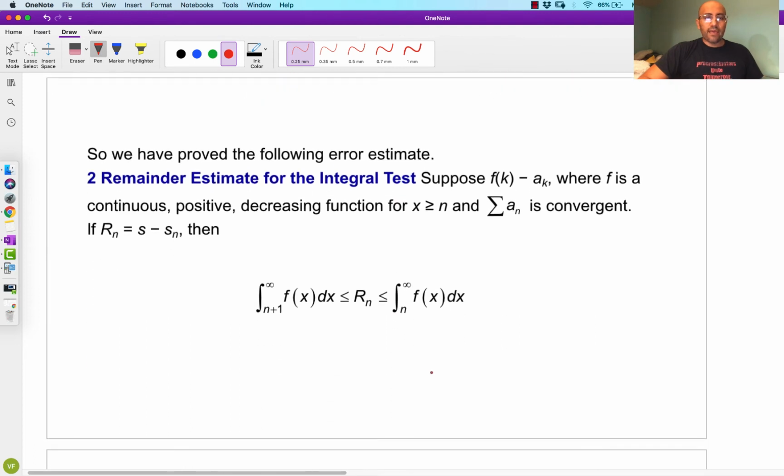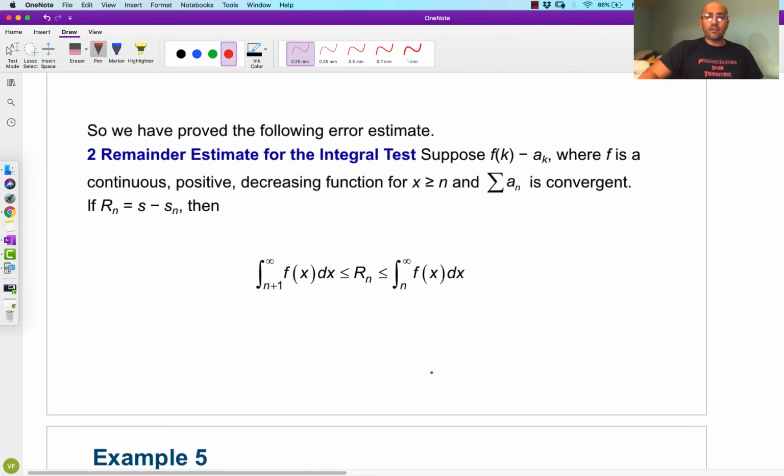Okay, so we have proved the following error estimate. Suppose f of k equals a sub k, where f is a continuous positive decreasing function for x greater than or equal to n at least. And we already know that the series is going to be convergent. So we've already established that.